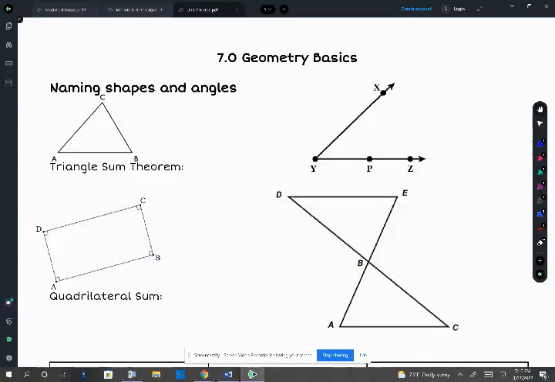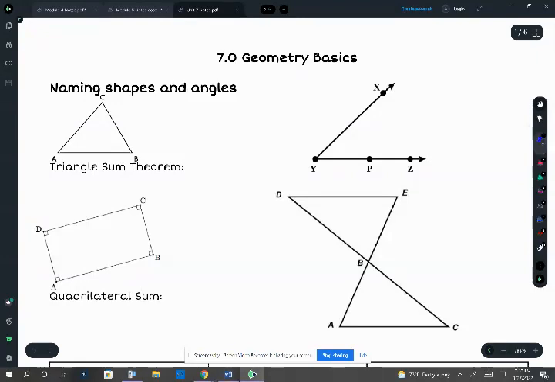So 7.0 is just on geometry basics. And for the most part, you guys have probably seen the majority of this sometime in your math past. So we're just going to go through some basics that we need to make sure we remember so that we will be able to move on with the rest of this unit.